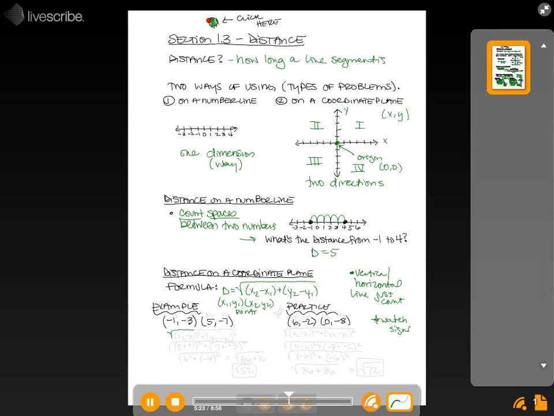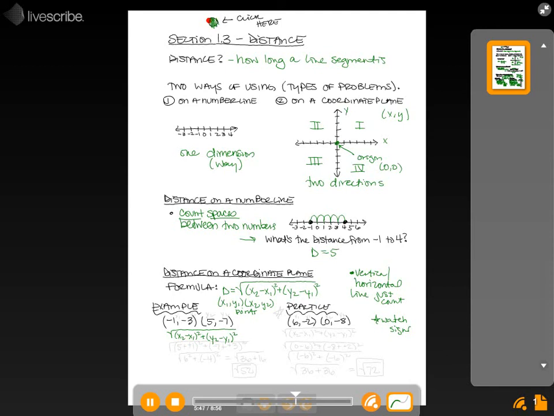So I'm going to start with my formula. x2 minus x1. Well, I forgot an important part. We need to square these. That would be a big mistake. Squared plus y2 minus y1 squared. Make sure you have the squared in there. That is a big mistake. That is my mistake, so I apologize for that. Make sure that they are squared.